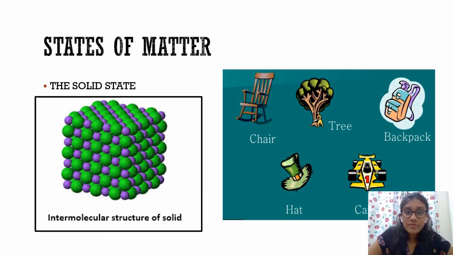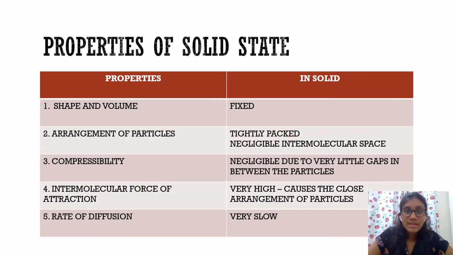Take a look at all of the examples we have in front of us. All of these are things we have come across in our regular life: chairs, trees, backpacks, hats and cars. All of these are examples of solids. These are the properties of solids. Solids have a fixed shape and volume. Their particles are tightly packed with negligible intermolecular space. The compressibility of solids is negligible due to the very little intermolecular space between the particles.